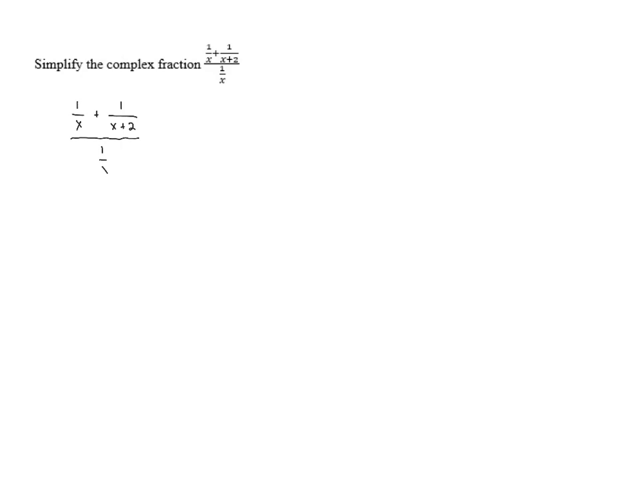Now we know that we're going to have to multiply the top and the bottom by the least common denominator of all of the smaller fractions. If we look at these denominators, all we have are x here and here, and x plus 2 there. Since these are two different factors, the LCD is just going to be their product, x times (x plus 2). So what we need to do is multiply the top and bottom by x times (x plus 2).